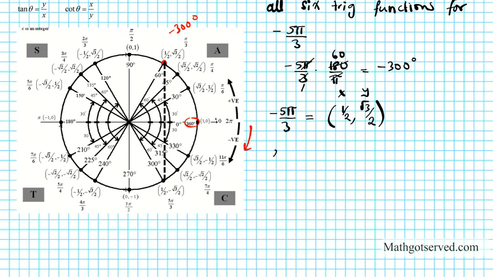So sine of negative 5 pi over 3, using our unit circle ratios, is y, which is 1/2. Cosine of negative 5 pi over 3, which is your x coordinate. Oh, I messed this up. Switch this around. The y coordinate is root 3 over 2, so sine is root 3 over 2, and then cosine, which is the x coordinate, is 1/2.